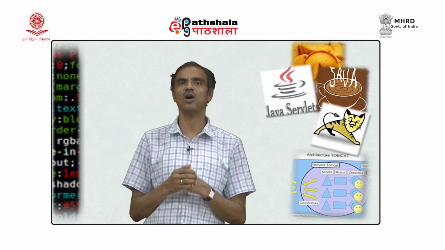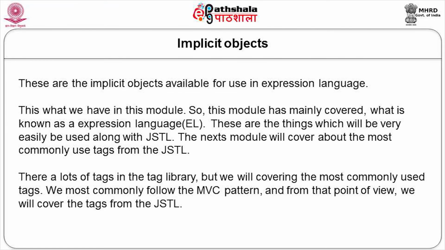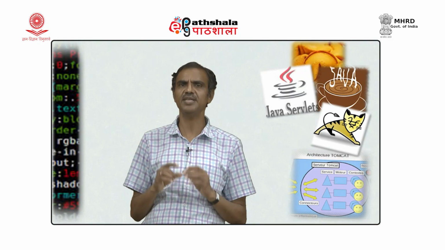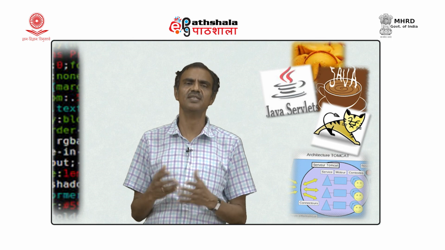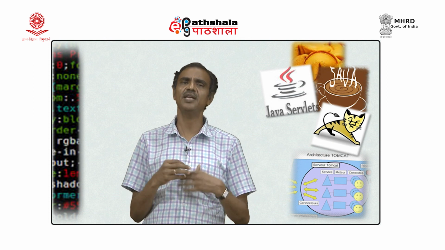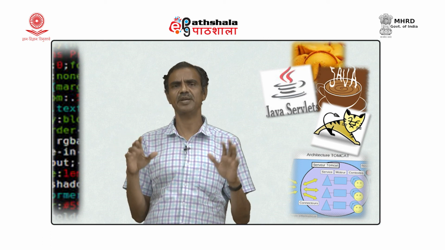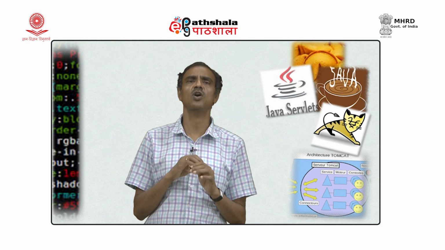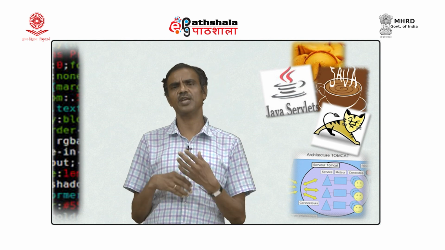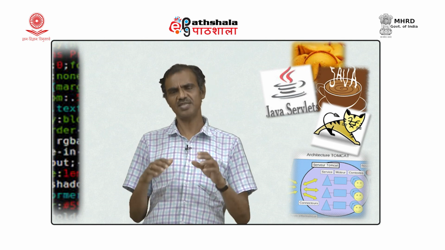So, those were the implicit objects which are available in our expression language. That is what we have in this particular module. This module has mainly covered the expression language, which will be very easily used along with JSTL, the standard tag library. The next module is going to cover mainly the most commonly used tag library. There are many things in the tag library, but we will cover only those which are most commonly used. We will be following the MVC pattern, and from that point of view we will be covering the things.